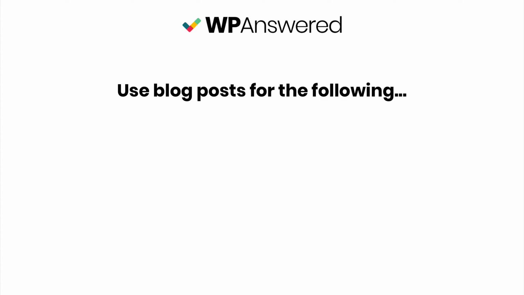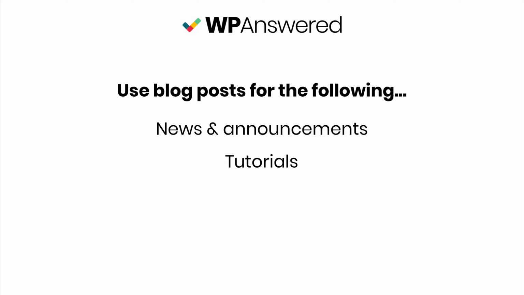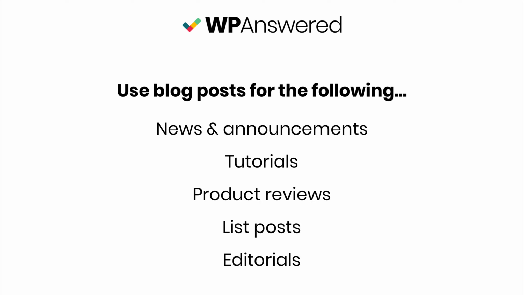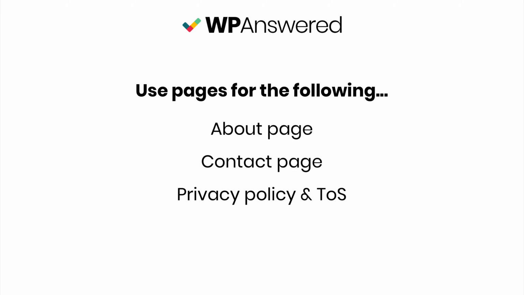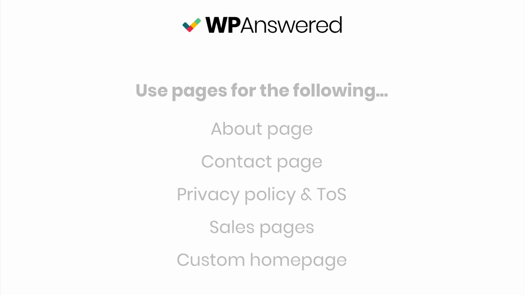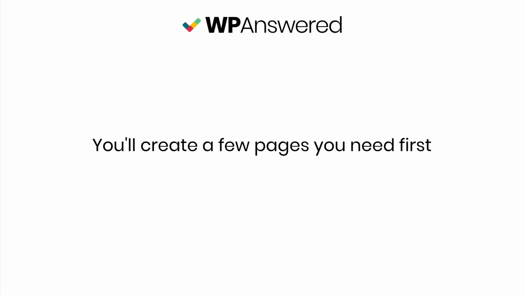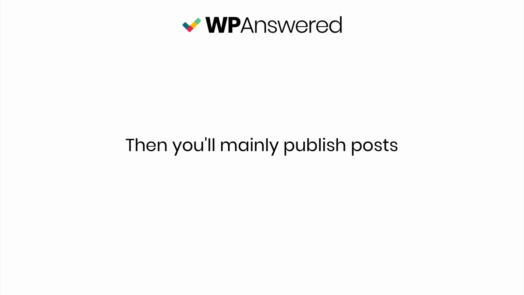You should use blog posts for the following types of content: news and announcements, tutorials, product reviews, list posts, and editorials and opinion pieces. You should use pages for your About page, your contact page, your privacy policy and terms of service, any sales pages you need, and a custom homepage. In practice, you'll create a few foundational pages while creating your website, and then you'll mainly publish posts moving forward.